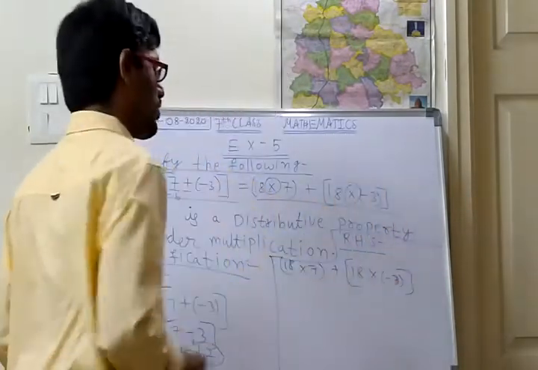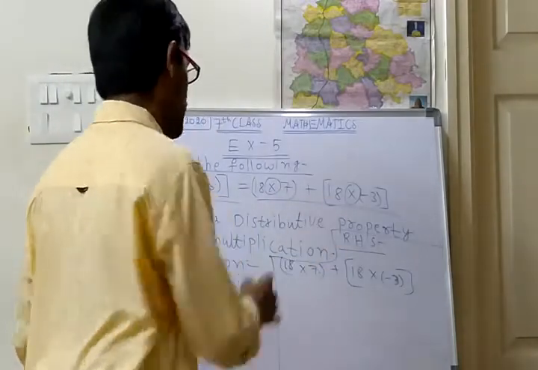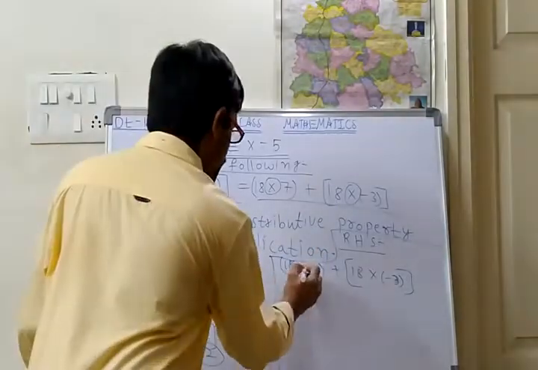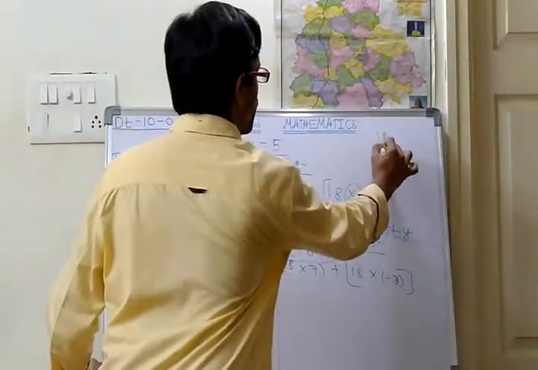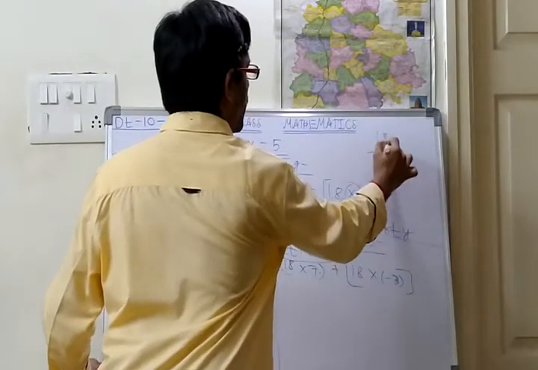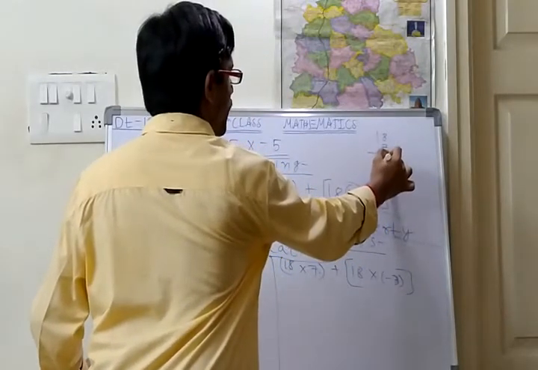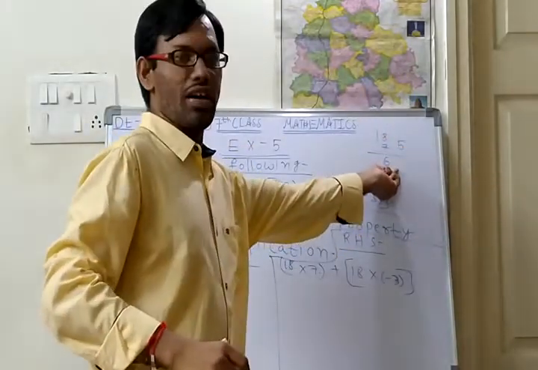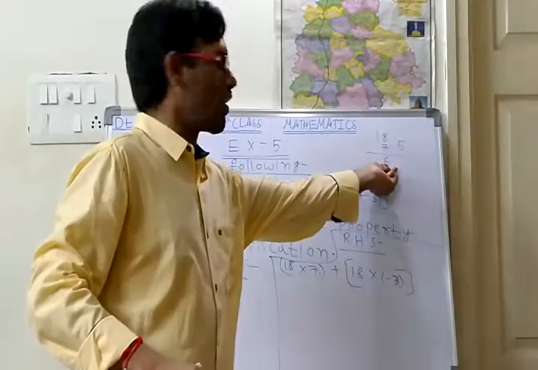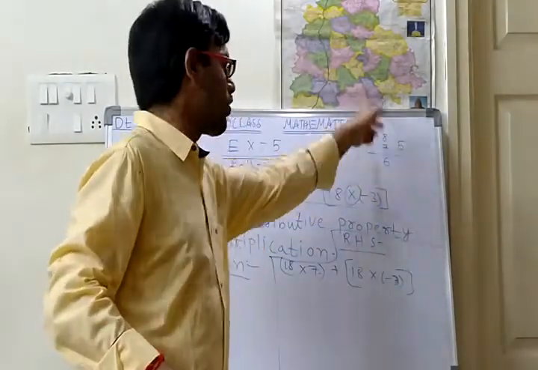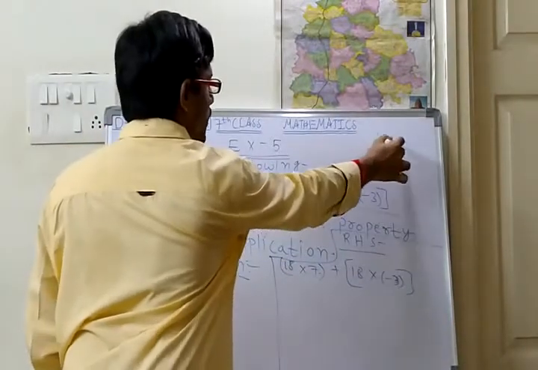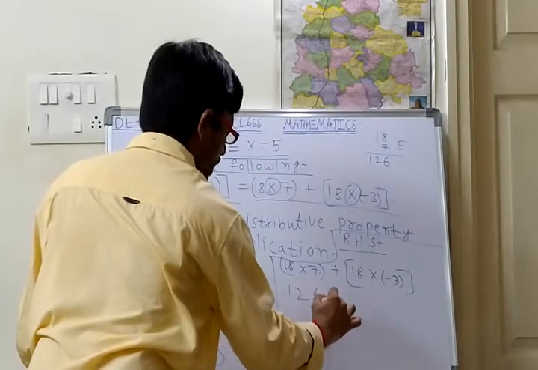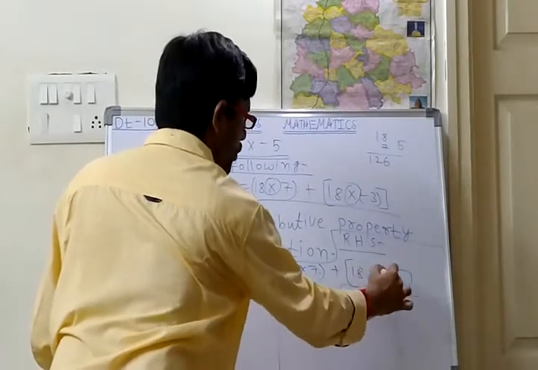Okay, now we have to solve this one. First, 18 into 7. What is 18 into 7? 18 sevens, how much we have to find out. If you know tables, you can get it easily. 7 eights are 56. 6 is in the ones place, so write the ones place number here. 5 is in the tens place, so we take 5 to the other side. 7 ones are 7, 7 plus 5 is 12. So 126, plus the next step, 18 into minus 3.